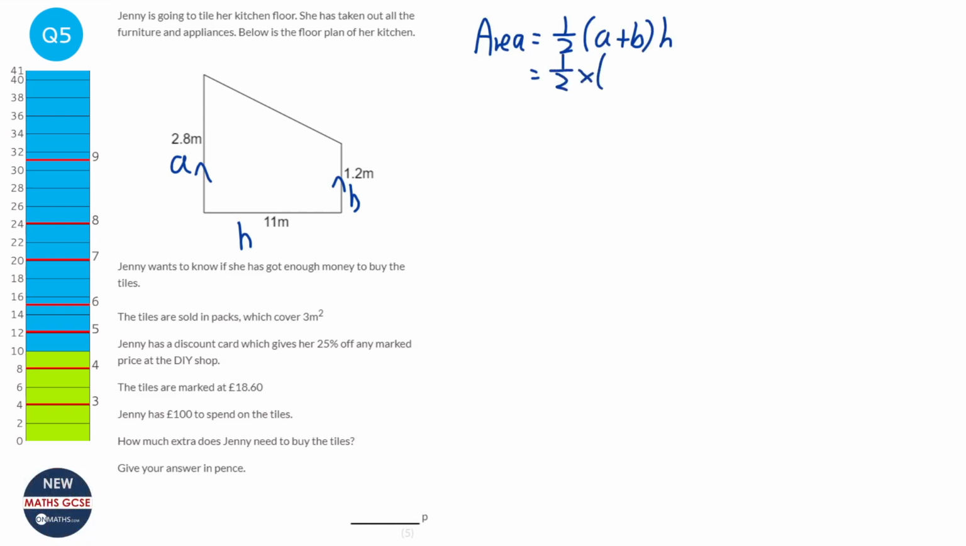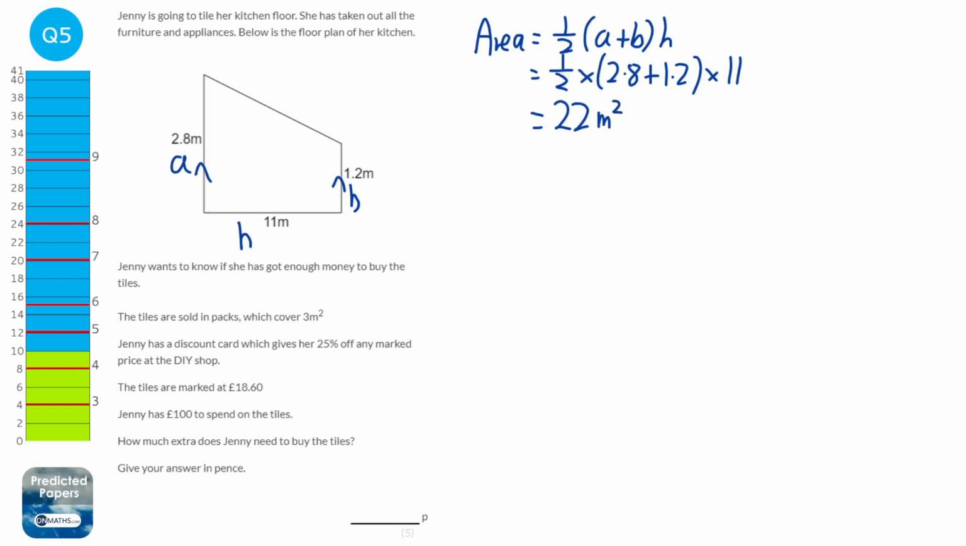half times 2.8 plus 1.2 times 11. And when we do that, we get 22. So the area of the floor is 22 meters squared.